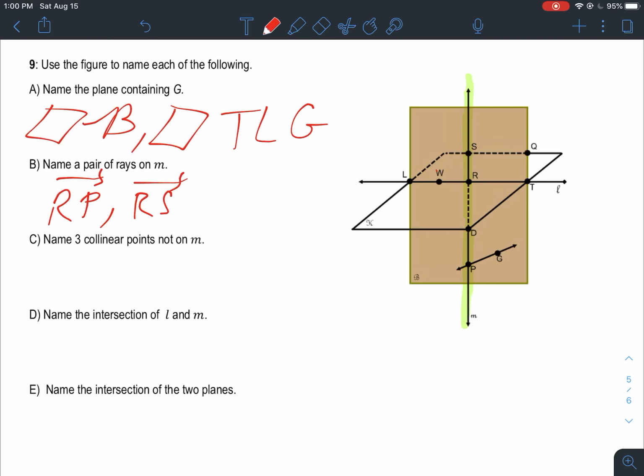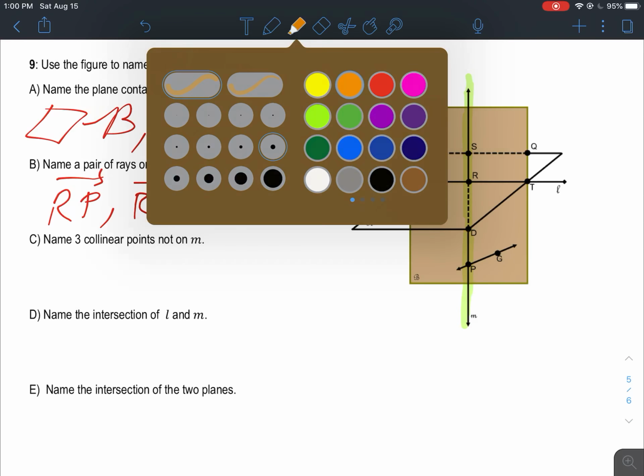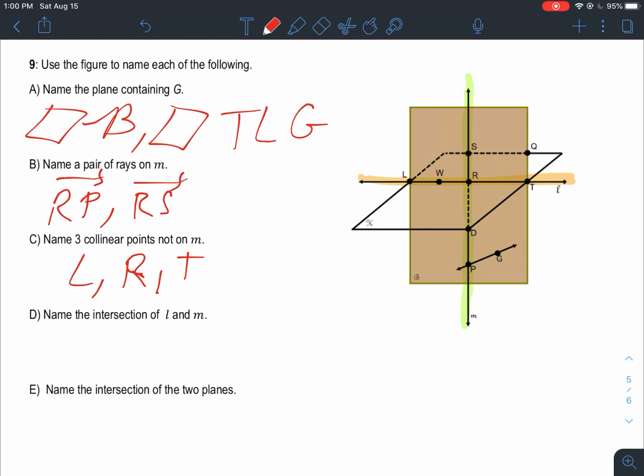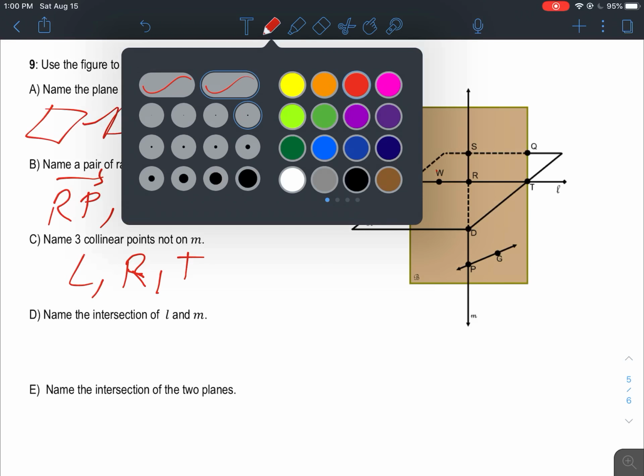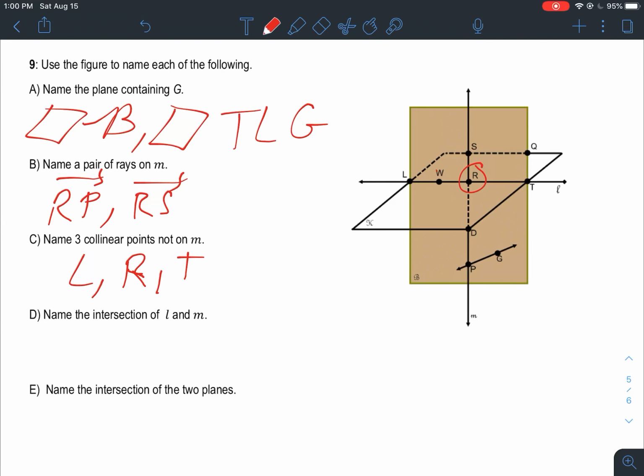Name 3 collinear points not on M. Well, that means we have to use the other line that we see here, line L. So 3 points. I know you see 4 points there, and that's great. So just pick out any 3. How about L, R, and T? You could have also used W if you wanted to. Part D, name the intersection of the 2 lines. The 2 lines intersect right there at point R.